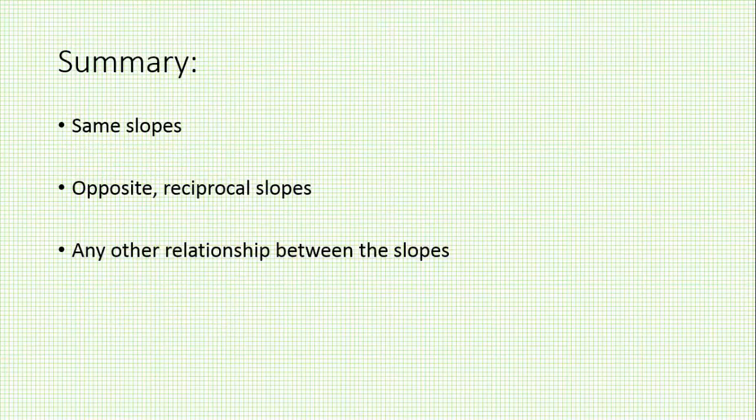Okay, let's summarize what we learned. So if the slopes are the same, the lines are parallel. If the slopes are opposites and reciprocals, then they're perpendicular lines. If there's any other relationship between the two slopes, they're not parallel and they're not perpendicular. They're probably just intersecting lines. We say neither. So now you know.